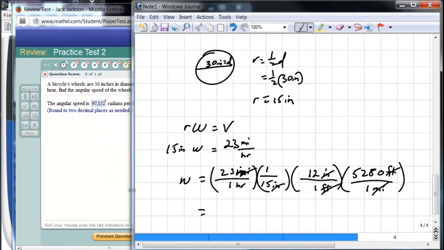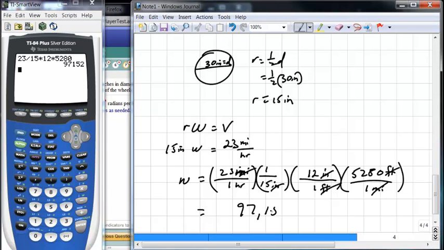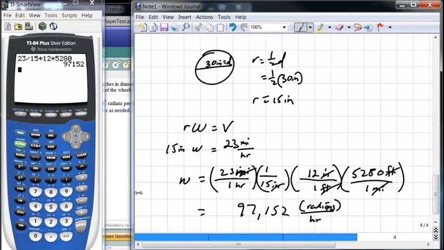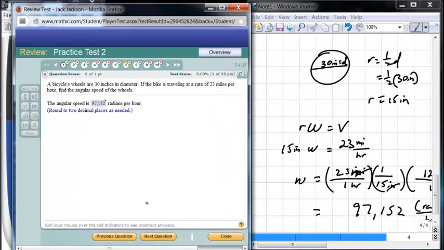Okay, so let's now compute this with the calculator here. So it's 25 divided by 15 times 12 times 5,280, and that is 97,152 per hour. And of course this is radians. You can write radians or not write radians, it's still the same. And that should be the answer they're looking for. 97,152, correct. Next one.